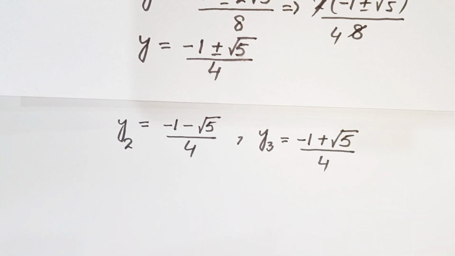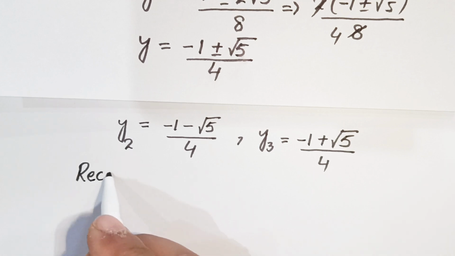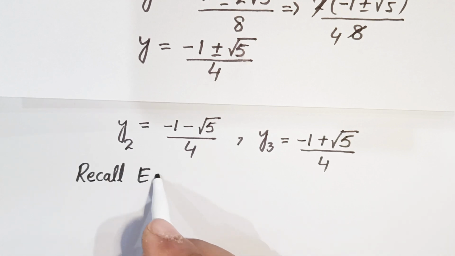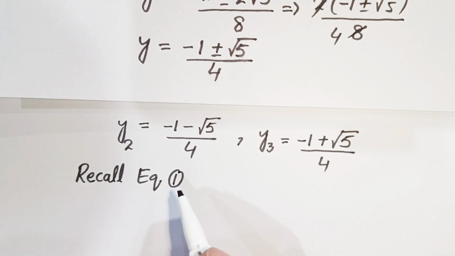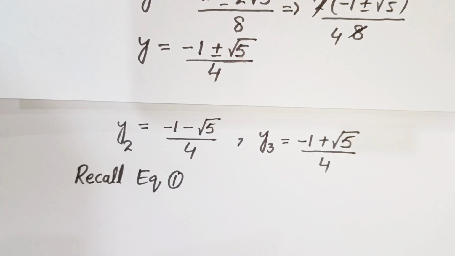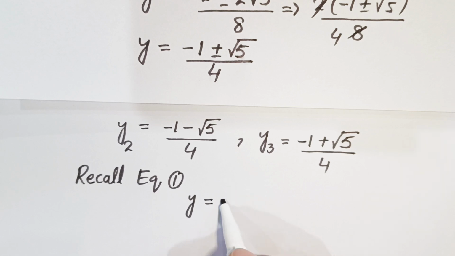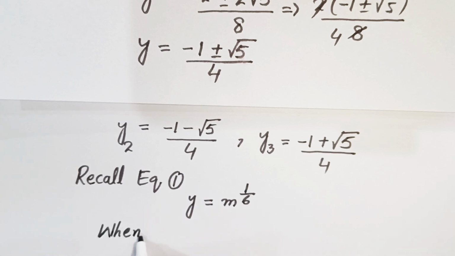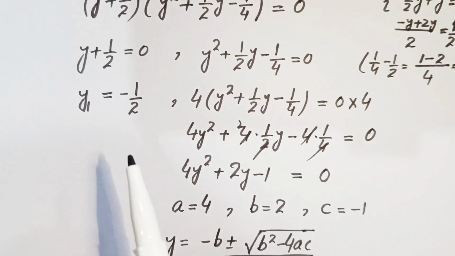So now we are going to recall our equation 1. Our equation 1 is y is equal to m to the power 1 over 6. So it is our equation number 1. Here, when y1 is equal to minus 1 over 2, it is our first value of y1.